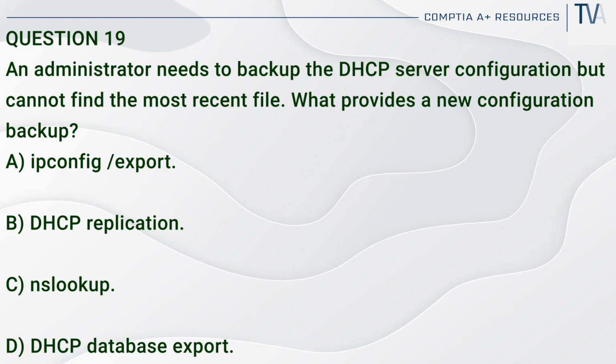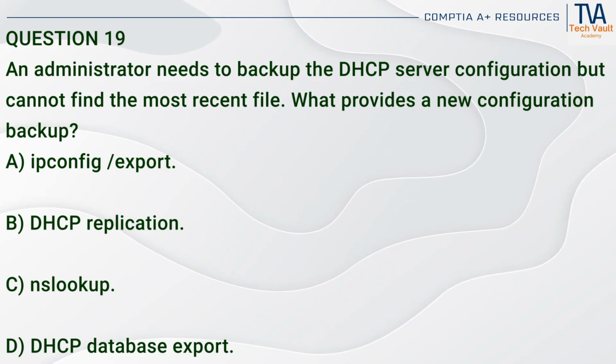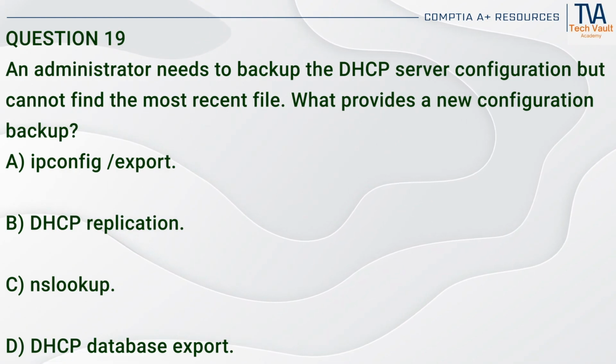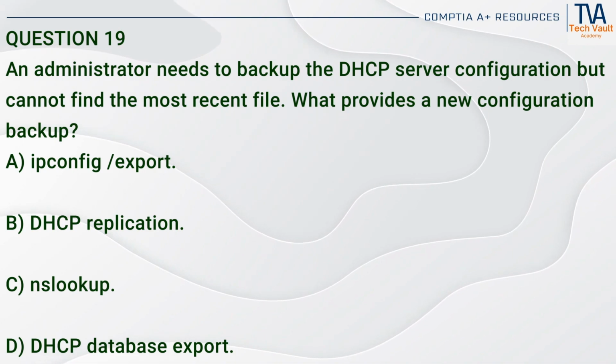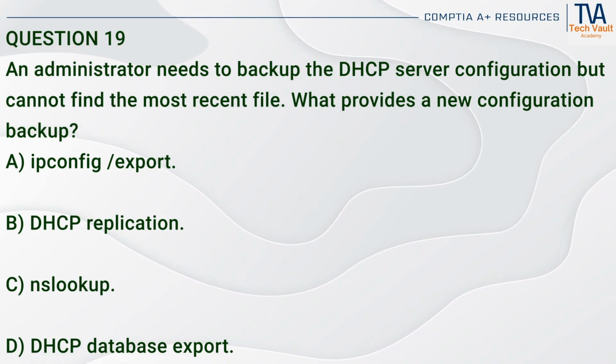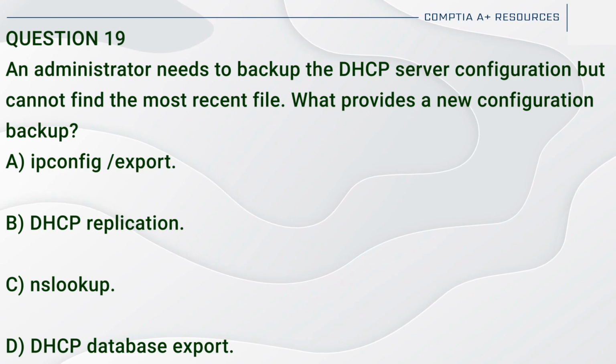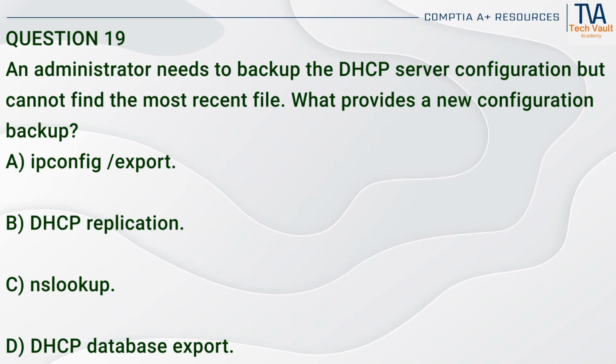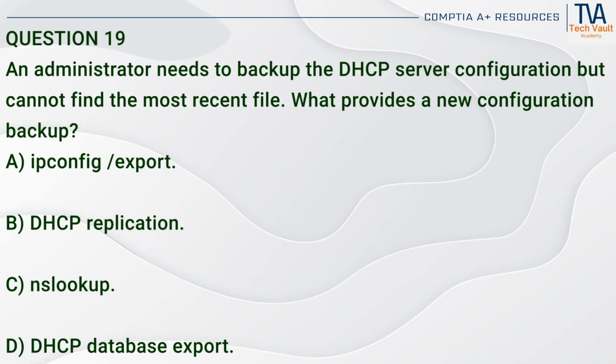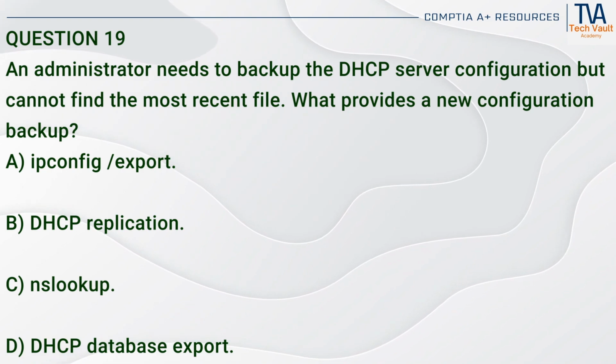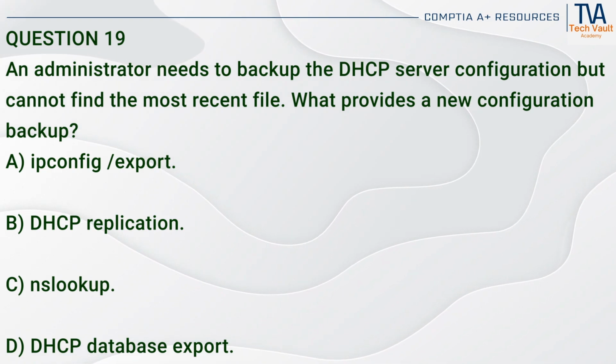Question 19. An administrator needs to back up the DHCP server configuration, but cannot find the most recent file. What provides a new configuration backup? A. ipconfig /export. B. DHCP replication. C. NSLOOKUP. D. DHCP database export.